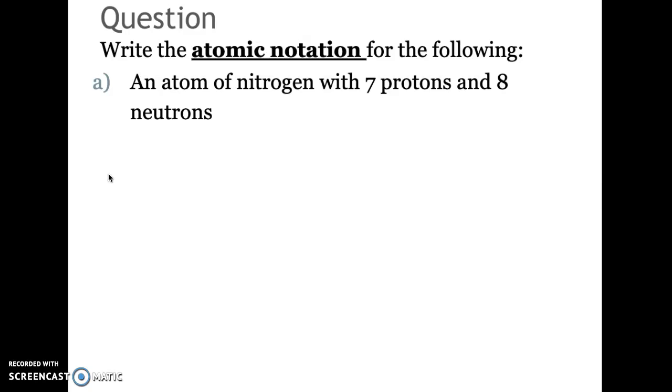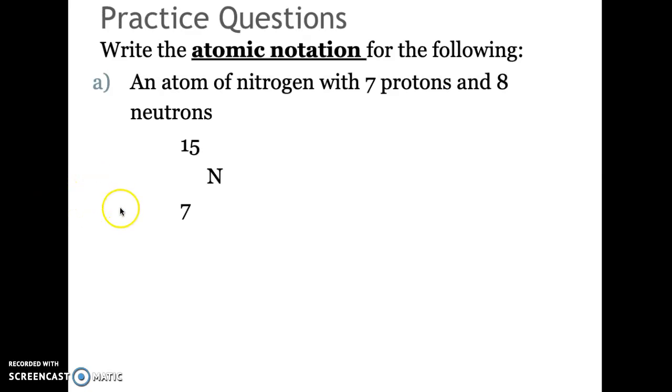So let's figure out the following examples. So let's say we have an atom of nitrogen with 7 protons and 8 neutrons. Well, this is what it's going to look like. We're going to have our symbol in the middle, so nitrogen. On the bottom, remember number of protons tells us what our atomic number is, so that's 7. And 8 neutrons tells us what to add to the 7 to get 15.